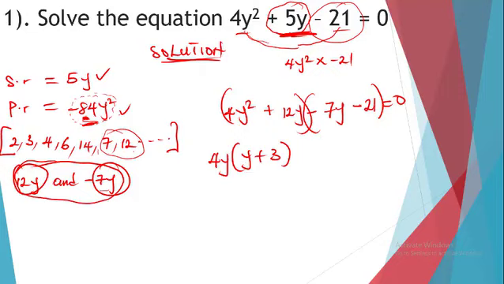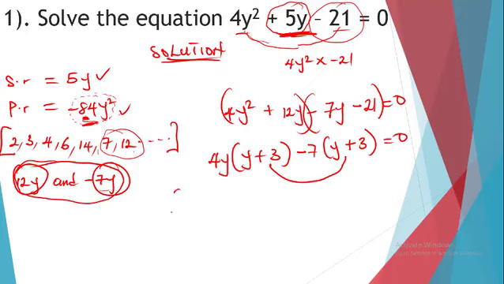Then in the second bracket, what is common? Minus 7 is common. Then here we'll be left with y plus 3, such that minus 7 times y will give us minus 7y, minus 7 times 3 will give us minus 21, and we have this to be equal to 0. Now the 2 brackets must be equal. If they are not equal, then you are wrong.